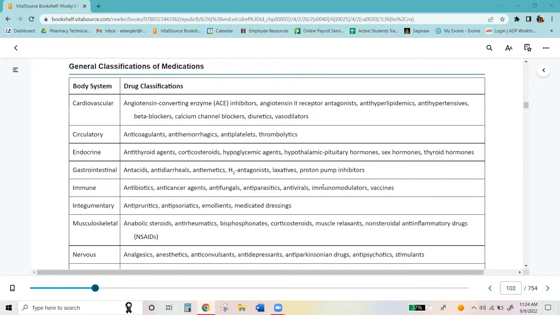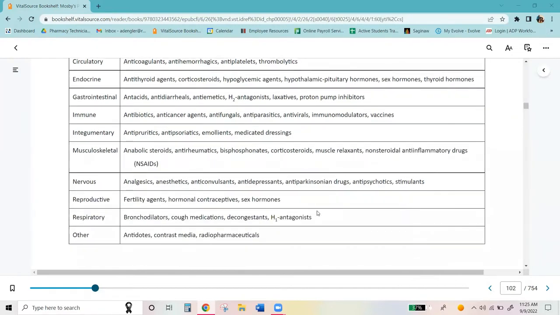In the immune system, we have, of course, antibiotics, anti-cancer agents, antifungals, antiparasitics, antivirals, immunomodulators, and vaccines. In the integumentary system, which is our skin, we have anti-psoriatics, anti-pruritic, emollients, and medicated dressings. In the musculoskeletal system, anabolic steroids, anti-rheumatics, biphosphonates, corticosteroids, muscle relaxants, NSAIDs.